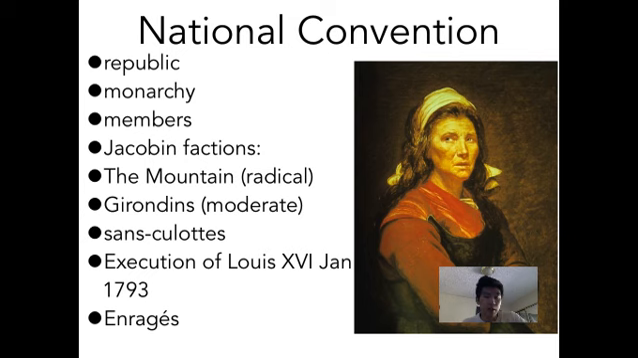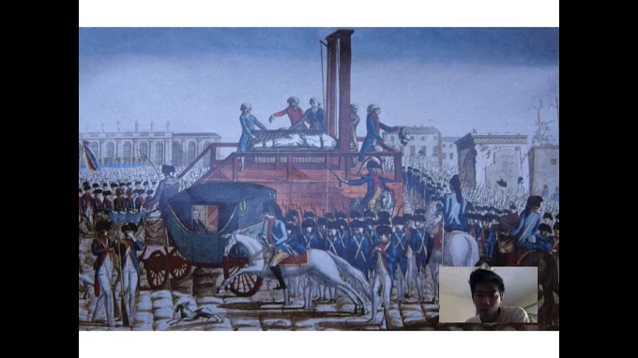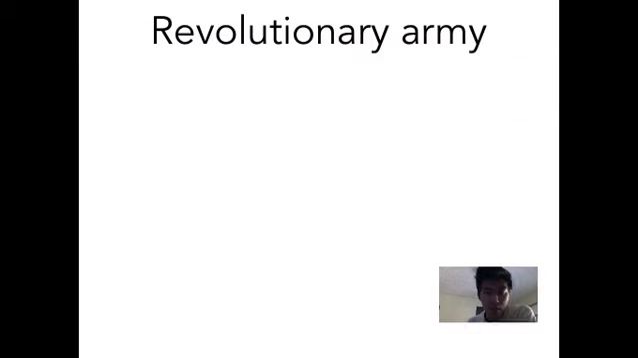Okay, so here you have a sans-culottes woman. Here is the execution of the king. This is his family before they take him away. And here he is beheaded by the guillotine in front of 80,000 people in the town square, and everyone can see and witness this act.